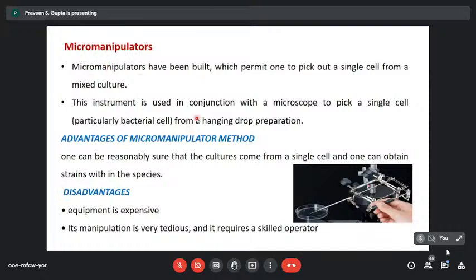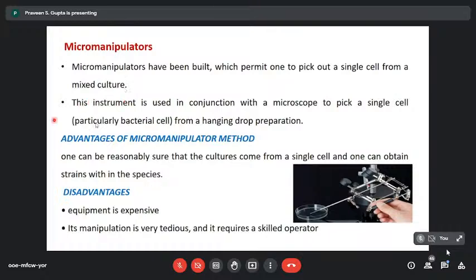A micromanipulator is an instrument used to pick out a single cell or a single colony. From a suspension, like a hanging drop, you can go through the microscope and select any one colony with microscopic observation. You can see different colonies, pick the one you want to take out, and then spread it or transfer it to another plate.